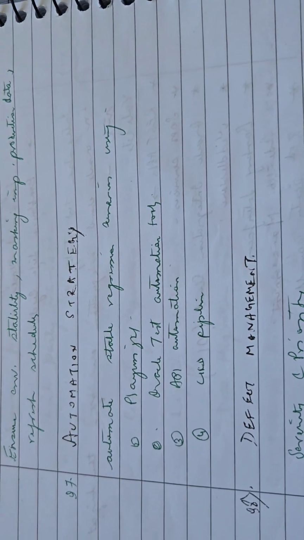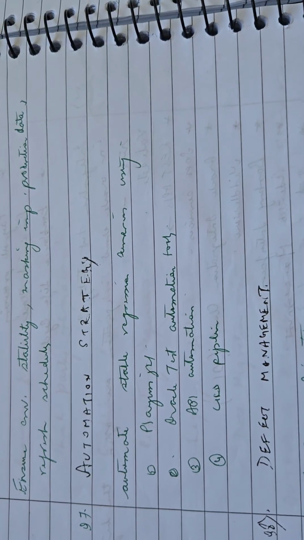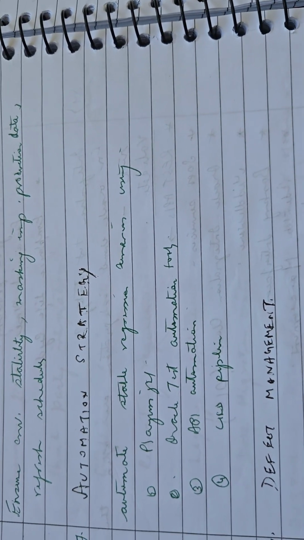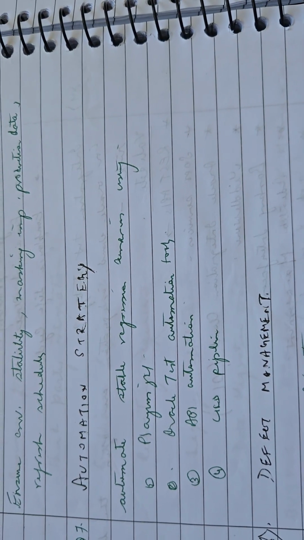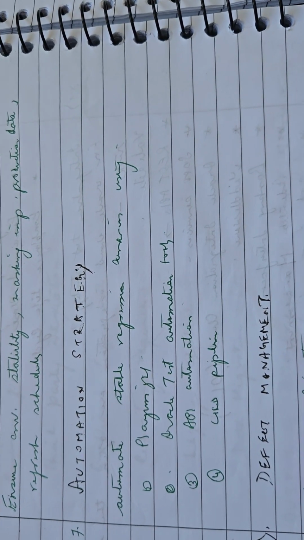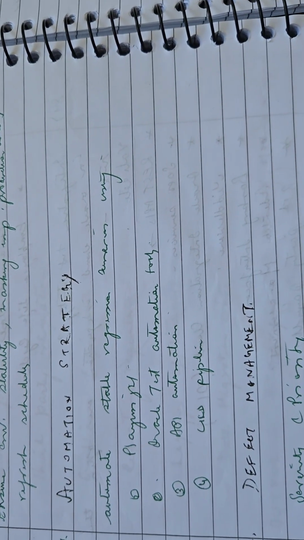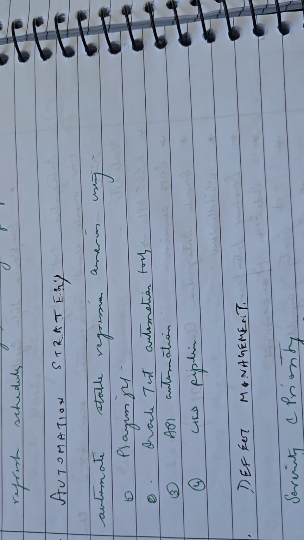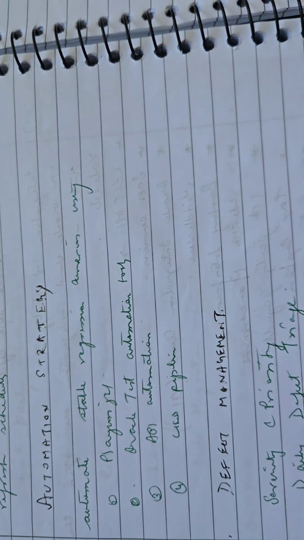Automation strategy. So the next is the automation strategy. What you'll aim to do is automate the stable regression scenarios. What can you use? You can use Playwright, you can use the Oracle test automation tool, you can use API automation, you can use a CI/CD pipeline, right? So these are your options.